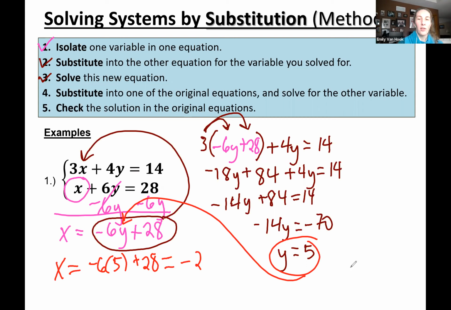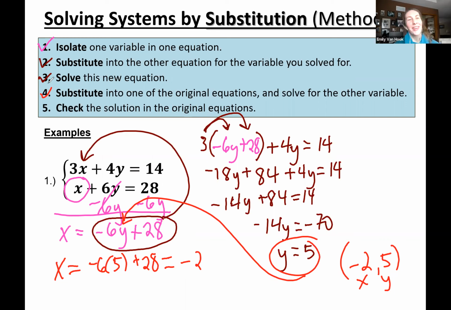So my final answer as an ordered pair would be, in parentheses, negative 2 comma 5. It's important that we put x first and then y. Okay, so pause there if you need to get caught up, but that's an example of using substitution. So again, we isolated one variable, we substituted into the other equation, solved to get one variable. In this case, we got y. Then we substituted back into one of the original equations, solved for the other variable. We got an answer for x.